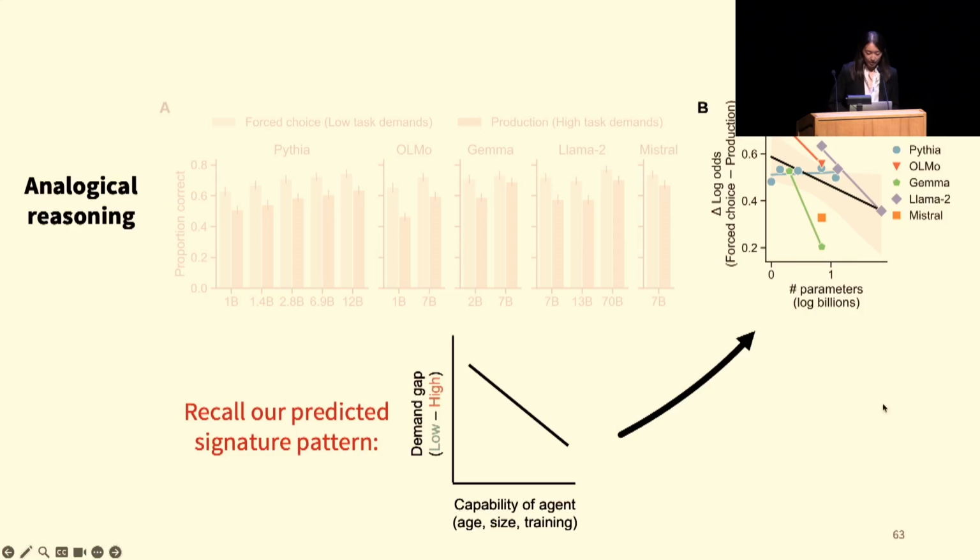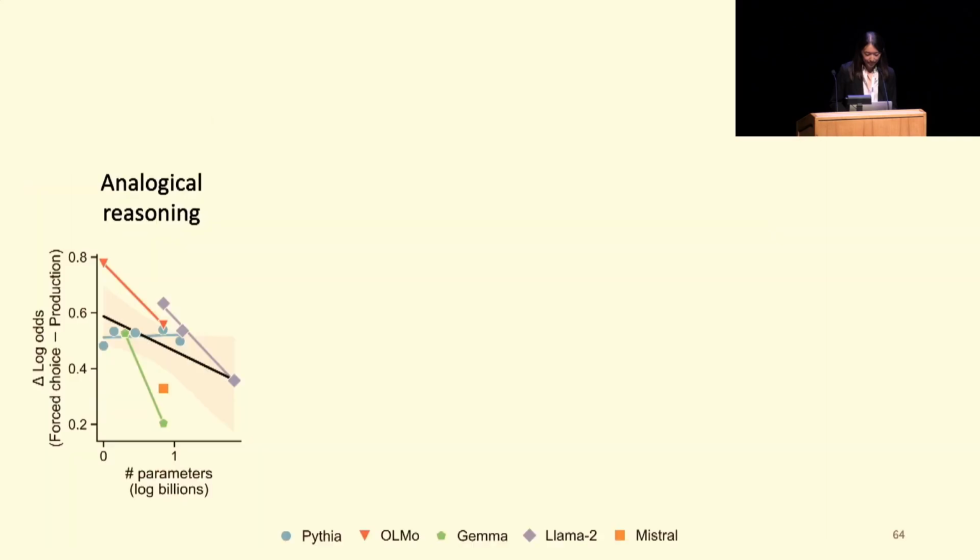And so on the x-axis here, we have the number of model parameters in a log billion scale, and the y-axis is the difference in log odds between the forced choice and production conditions. Overall, we do find the expected pattern where the demand gap decreases as the number of parameters increases. This holds broadly across all models and within individual model classes, with the exception of Pythia. But those were also trained on an order of magnitude less data than the other models, so that might be one potential reason why it's not patterning the same way.